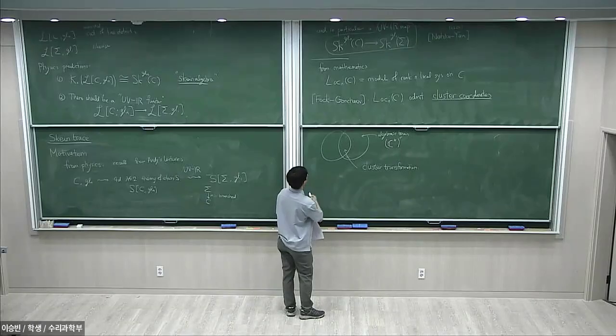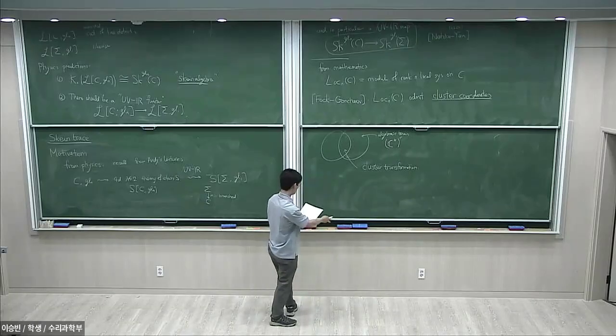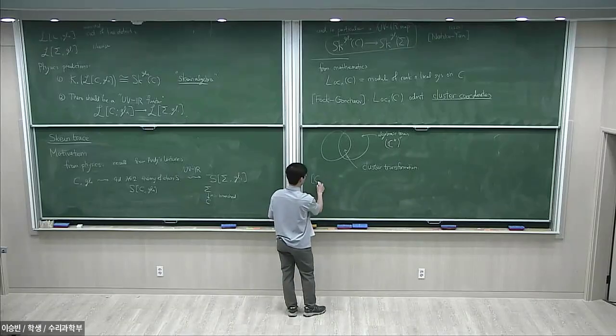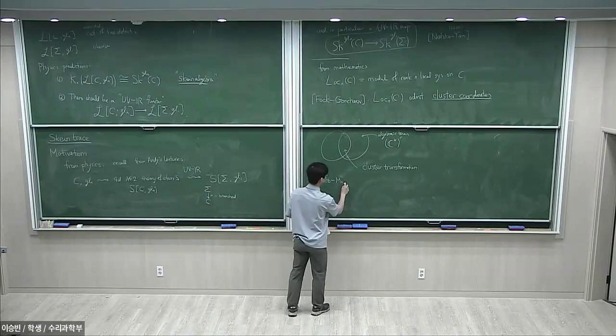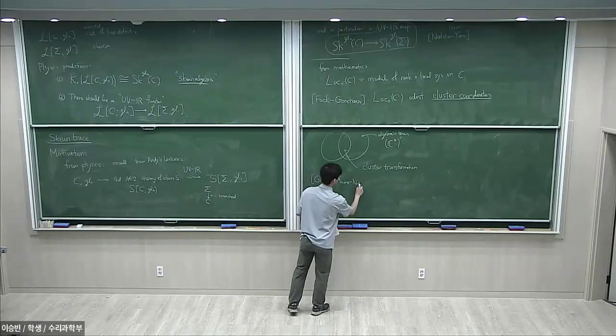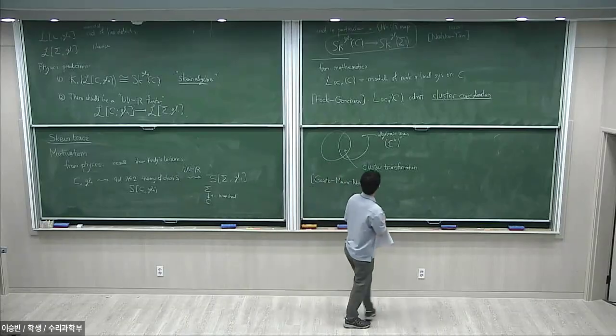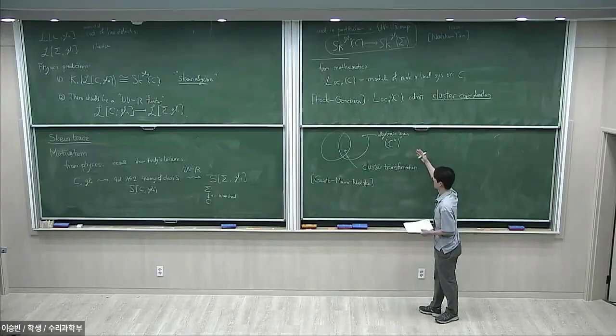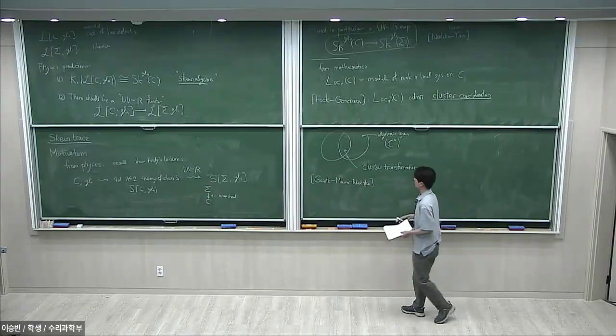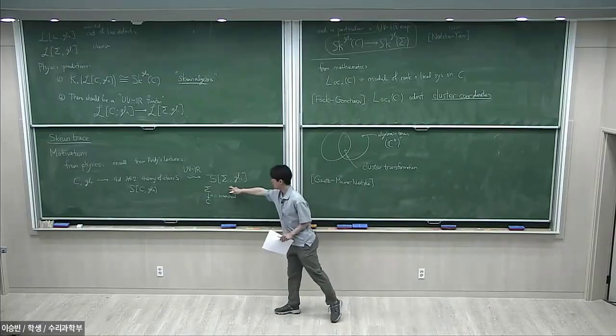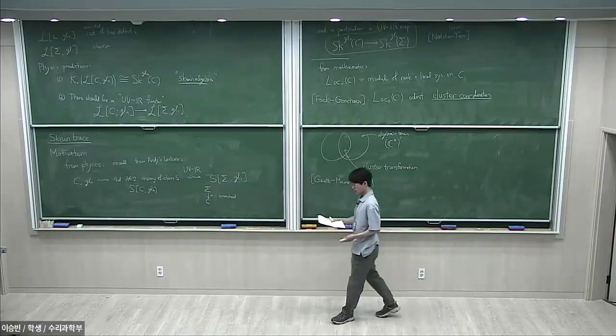But what's important for us is that these cluster coordinates were, in the work of Gaiotto, Moore, Neitzke, identified with the rank 1 local systems on the spectral curve.